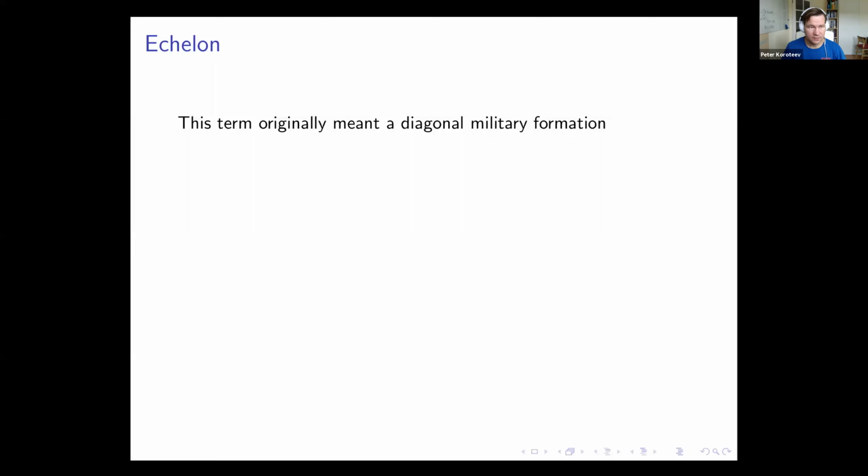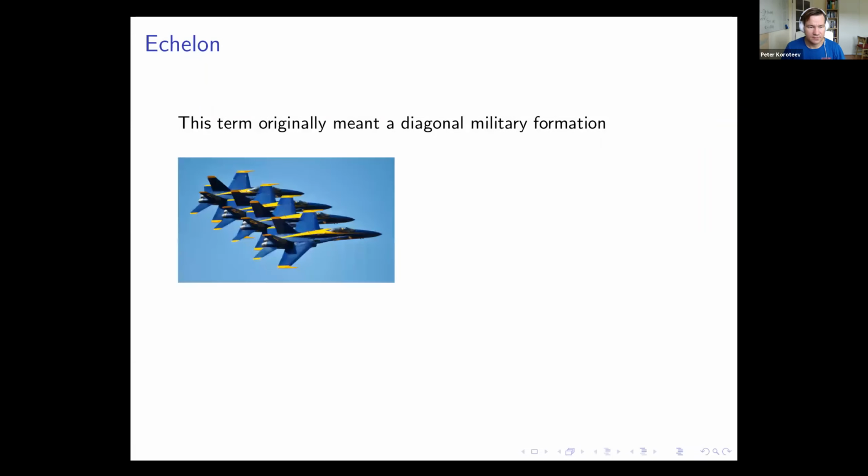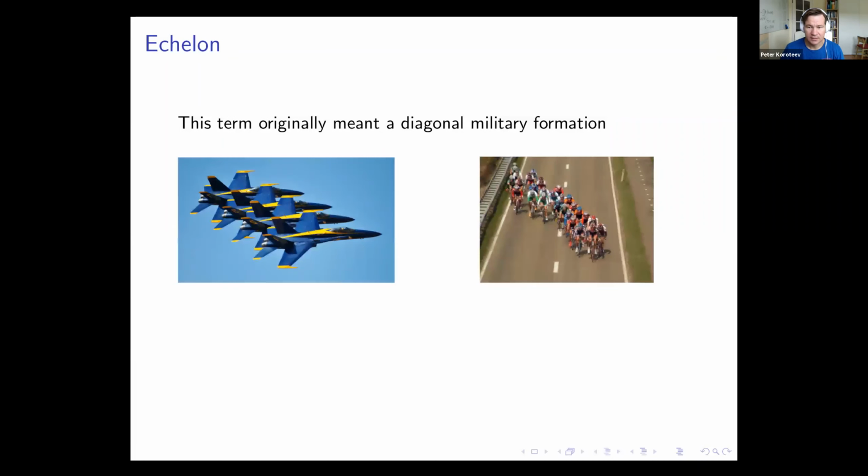So echelon, it's a French word, hence the pronunciation, and originally meant a diagonal military formation. Like soldiers, like troops during the movement of the troops, or here fighter jets. And of course, the idea is used in many other places in civil applications, right? So here, this peloton of bicycles during the race, maybe Tour de France.